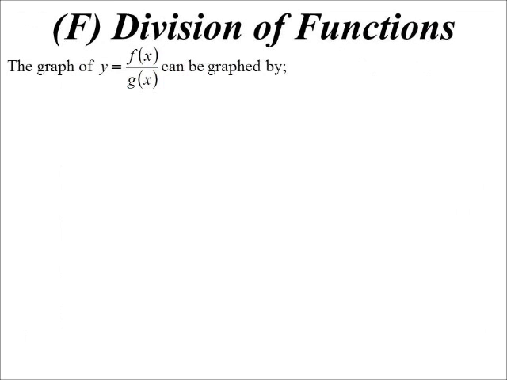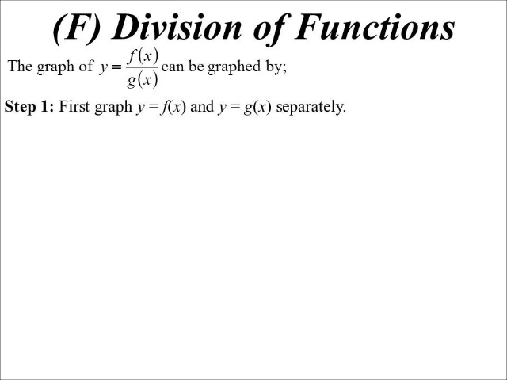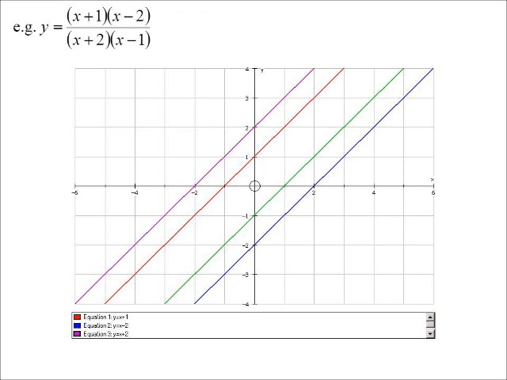Now, division is the same as multiplication, because all you're really doing is multiplying by the reciprocal. So you've still got exactly the same ideas. The difference being, though, when the function on the bottom is equal to 0, you're not going to have an x-intercept. You'll end up having an asymptote, because it's undefined there. So again, we would draw them separately. For this example, let's do x plus 1 times x minus 2 over x plus 2, x minus 1, which is 4 straight lines.